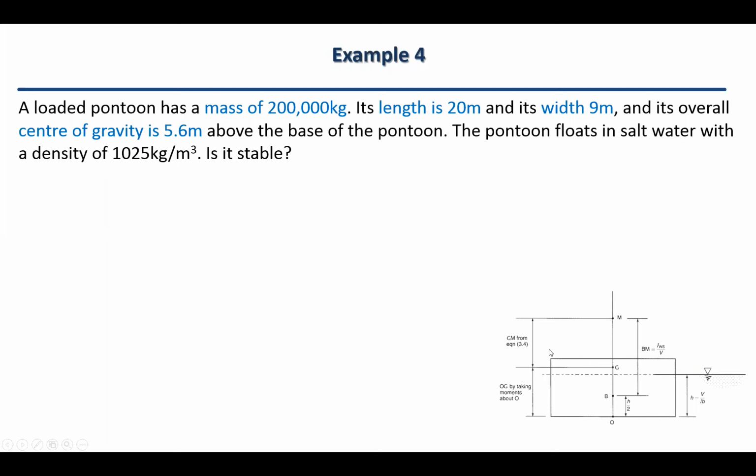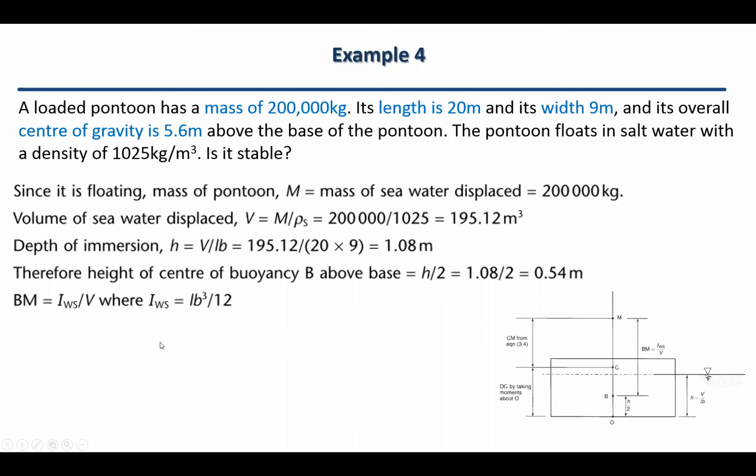Let's use this formula or this figure, bearing it in mind. First of all, we need to calculate BM and GM based on the formulas that we learned. To calculate the volume of water displaced, we use the original buoyancy formula: V equals the mass divided by the density. Mass is 200,000 divided by 1025. The volume of water displaced is 195.12 cubic meters.